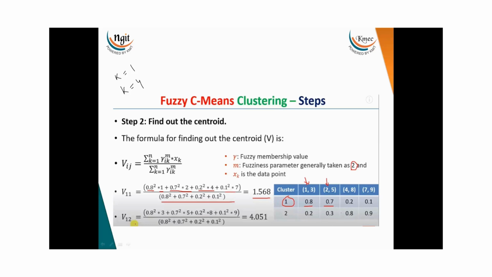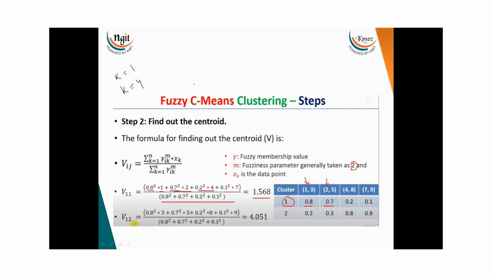Now I have to find this for data point 2. What is the probability here? The probability is 0.7, so we kept the value 0.7 here. The m value is 2, so we kept 2 here.